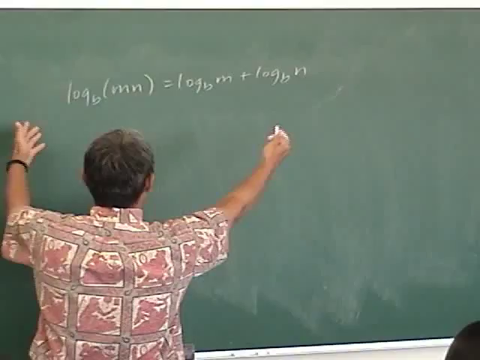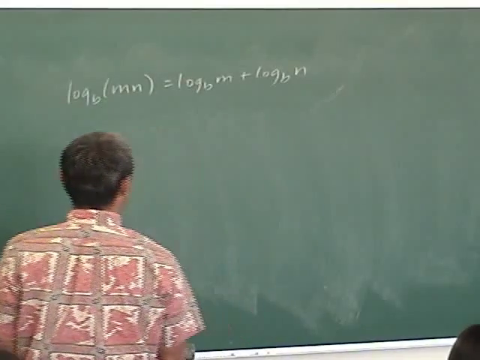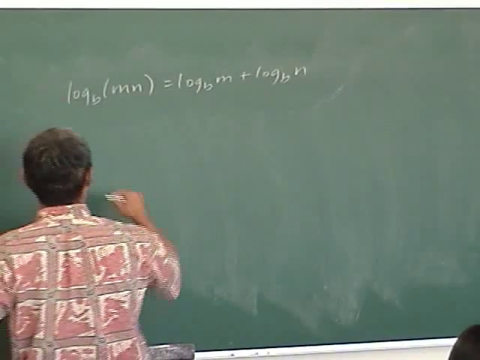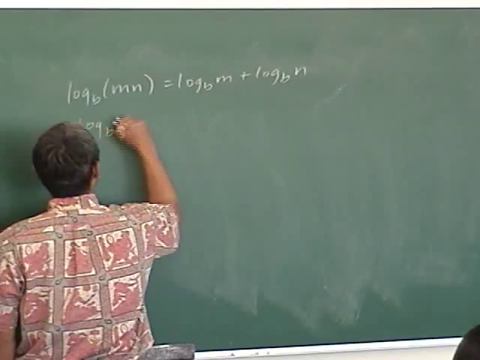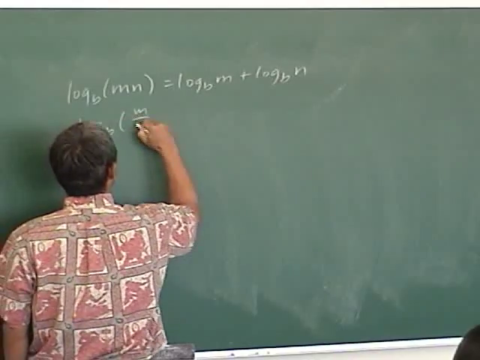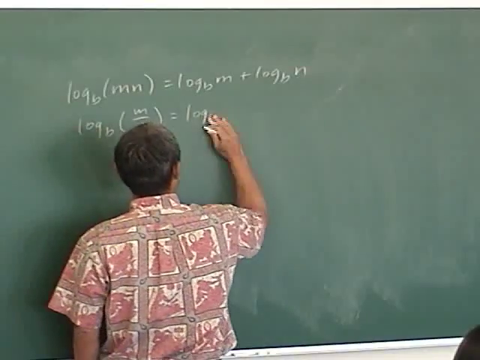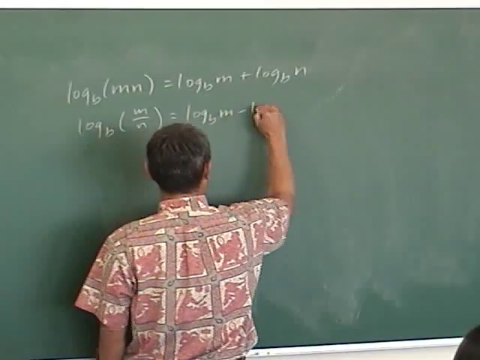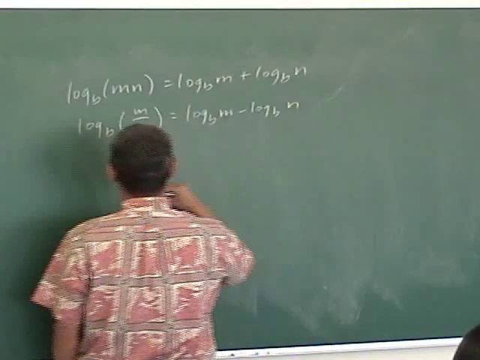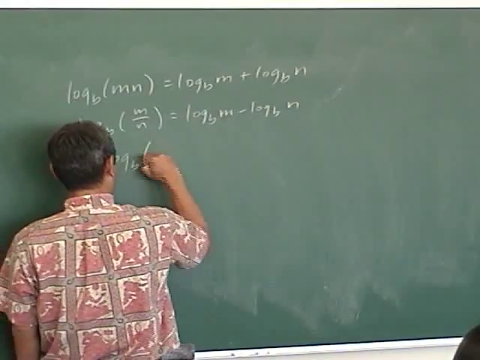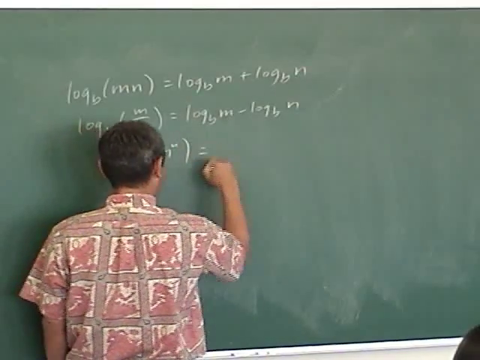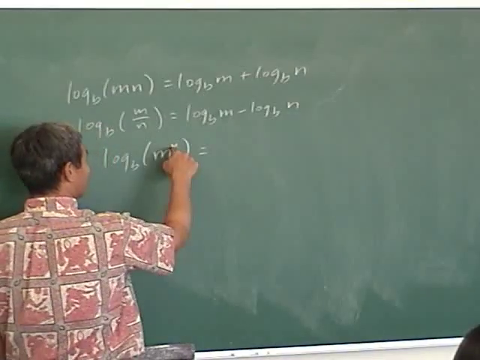It doesn't matter, right? If a equals b, b equals a. Log base b of m divided by n is equal to log base b of m minus log base b of n. Log base b of m to the nth power is equal to n times log base b of m. You just put the power in the front, right?